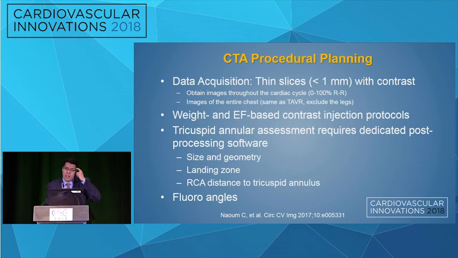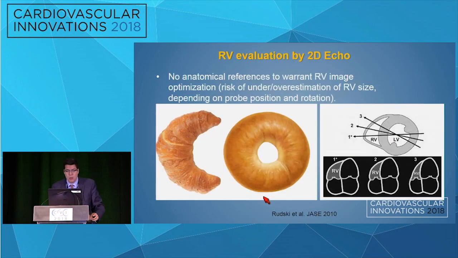So from the CT standpoint, the data acquisition would be similar to what we do for TAVR, with obviously the highlight that the contrast acquisition should be emphasizing enhancing more on the right ventricle than obviously the left side. So we acquire images of the entire chest throughout the cardiac cycle, just excluding the legs. There are protocols now described in the literature that are weight and EF based, because the lower the EF and the more RV dysfunction, the slower the contrast will be, and we might have more time to image. For the tricuspid annular assessment, there is post-processing software, as I mentioned before, that would help us out in several of these aspects, in addition to the fluoroscopic angles.